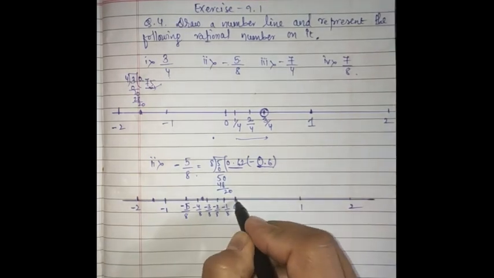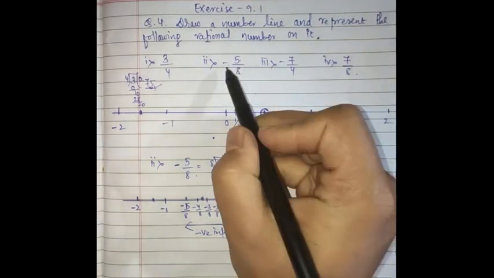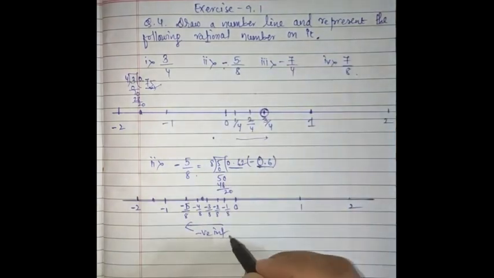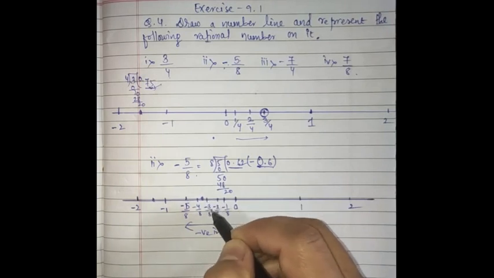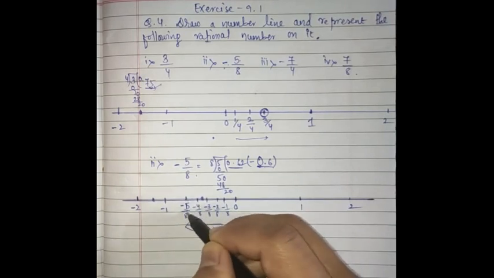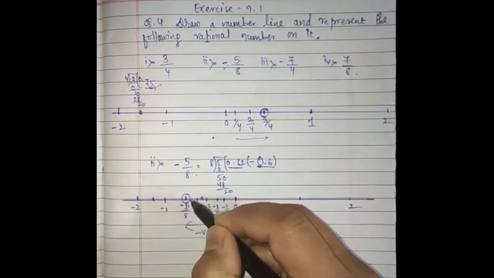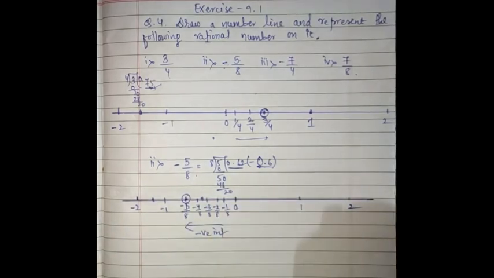So starting from 0 to the negative side, because we have a negative sign over here, that's why we are moving towards the negative side of 0.6. So minus 1 by 8, minus 2 by 8, minus 3 by 8, minus 4 by 8, minus 5 by 8. So our destination is to reach minus 5 by 8, and this will be our circle with the dot at the center. This will be our minus 5 by 8. Okay, I hope this is clear. Let us proceed, or let us solve question number 3 also.